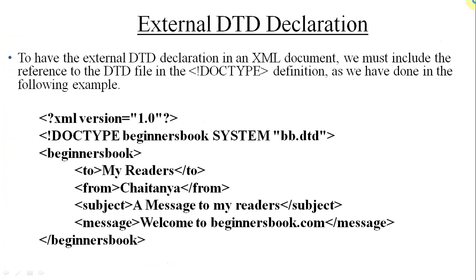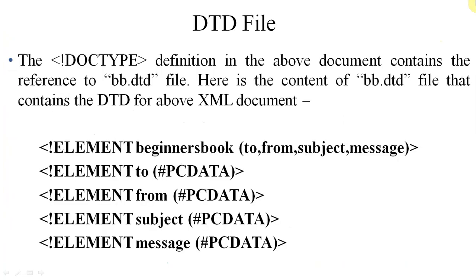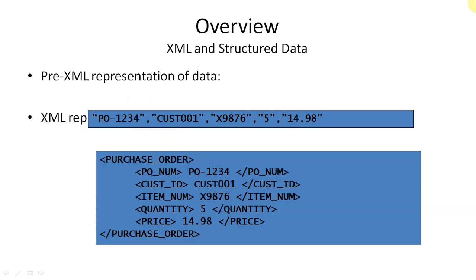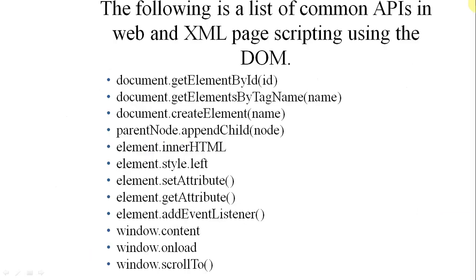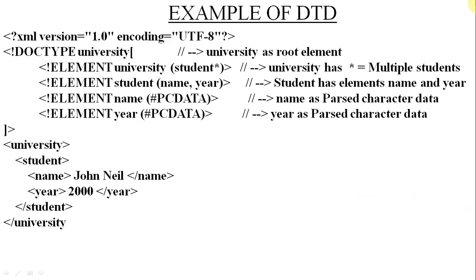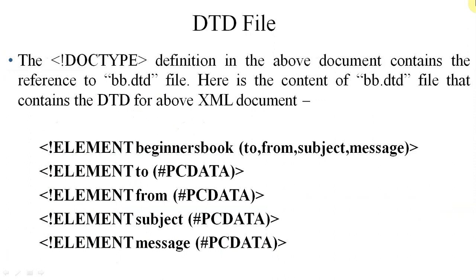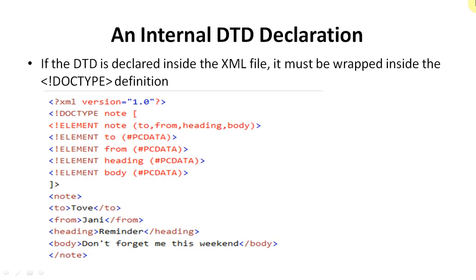Now see one more example where we are displaying a DTD. In this example we have one DTD. This is another example of DTD. We have beginner's book, which is the previous one, and this is the second example: an internal DTD declaration. There are two types of DTD: internal DTD as well as external DTD. DTD stands for document type definition.